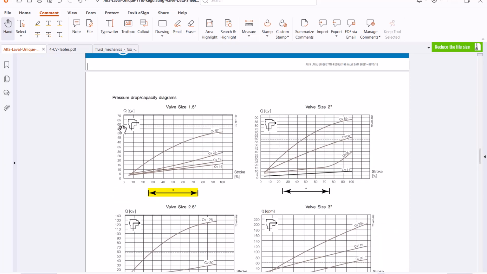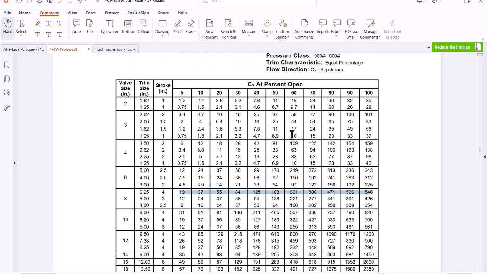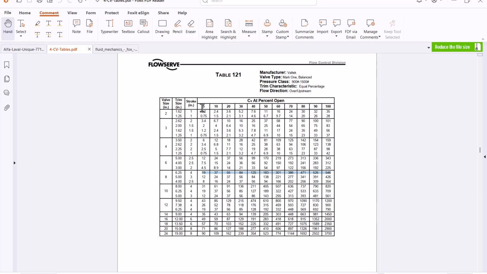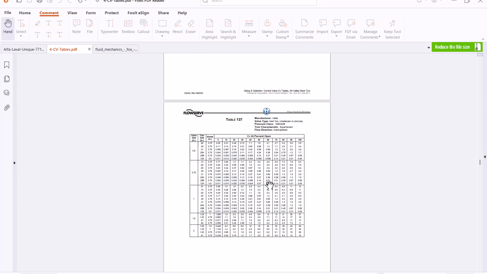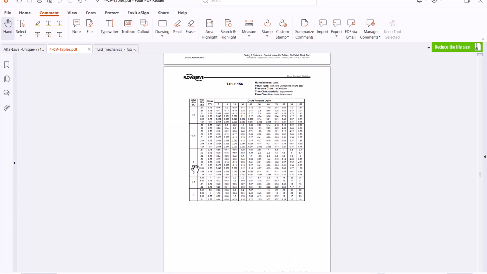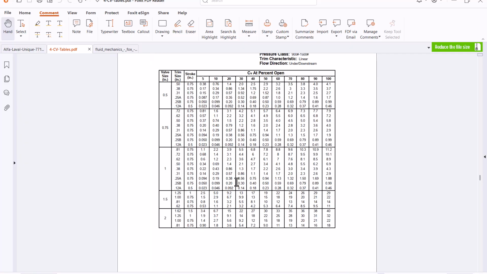So some manufacturers develop these kinds of graphs. Most of them do this, but also some of them develop these charts. And in these tables, you can see that the valve is 5%, 10%, 20%, all the way up until 100% open. And these numbers are the flow coefficients corresponding to each of these open percentages of the stroke. And here I have the flow characteristic values of thousands of valves, and I'm going to choose one of them randomly, and we are going to simulate it in MATLAB. So suppose I choose this one.